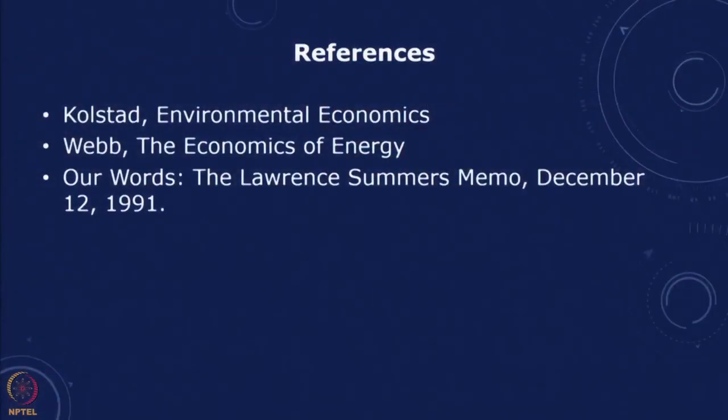We will see the assumptions which were there in creating this analysis for the market. Many of these assumptions often will not be relevant in the real world, and there are distortions in the market where there is a need for government intervention, there is a need for policies, and we will take a look at some of this. You can look at more details in the book by Kolstad or the book by Webb, and you can look up the Lawrence Summers memo.